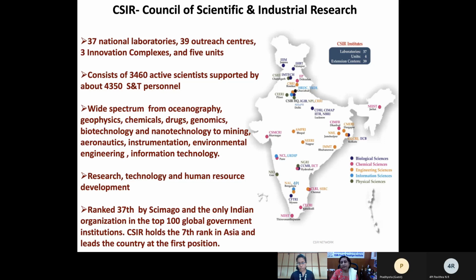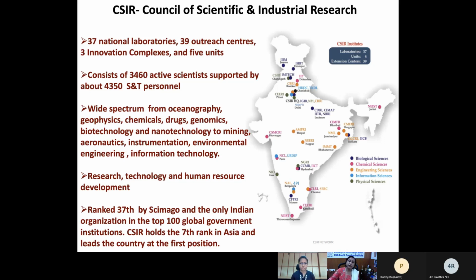And we also have a separate wing for students. It's called the Academy of Scientific and Industrial Research, ACSIR. I didn't put it in this slide, but that's a separate vertical where students can do their master's and PhD after their engineering. And each of these labs and units have programs for students, like internships and project work for engineering students. CSIR as a whole is ranked 37 and is in the top 100 global government organizations, and in the country, we are in the first position.